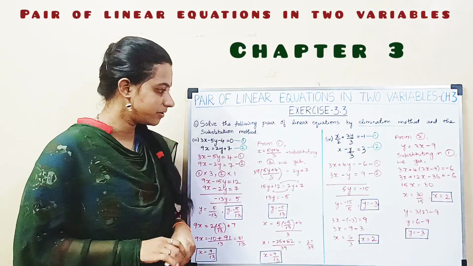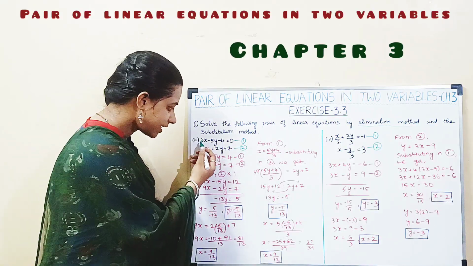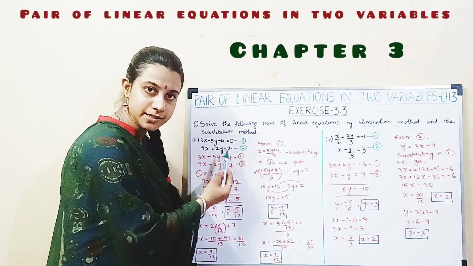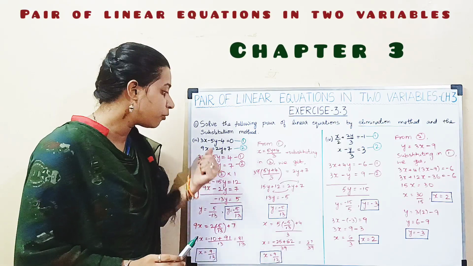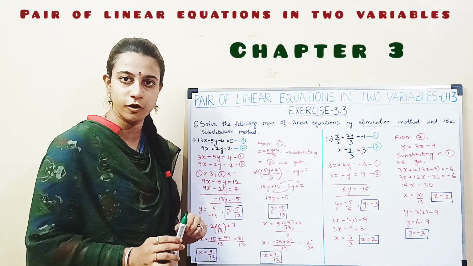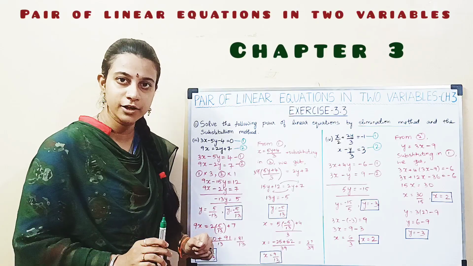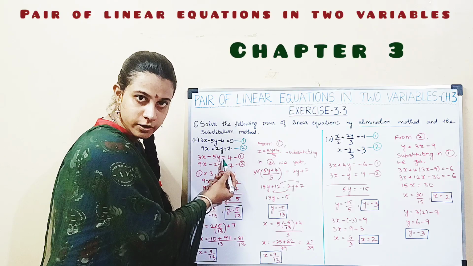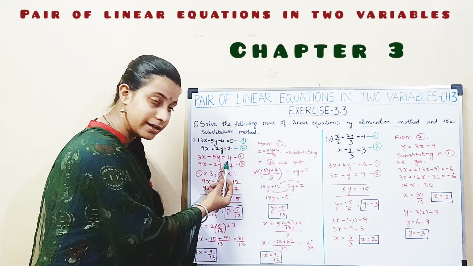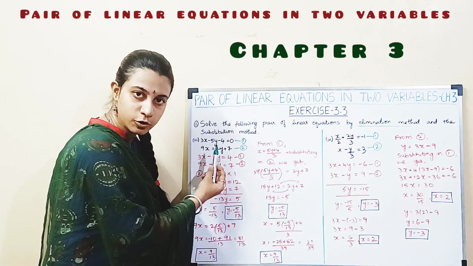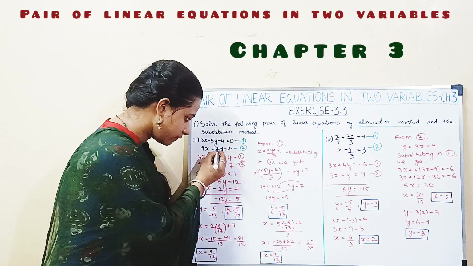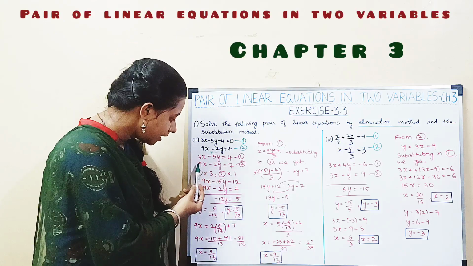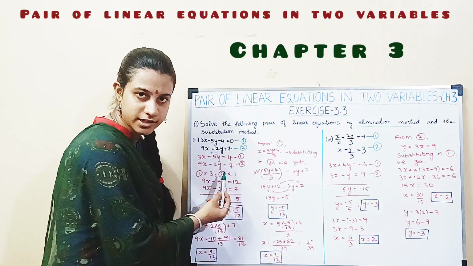Now coming to the third subdivision, the equations given are 3x minus 5y minus 4 equal to 0 and 9x equal to 2y plus 7. Clearly we can see that both the equations are not in the general form. So first we have to bring them to the general form. We are rearranging the first equation and writing it as 3x minus 5y is equal to 4. Now for the second equation, we will bring the y variable term to the other side and put it in the general form, like 9x minus 2y is equal to 7.